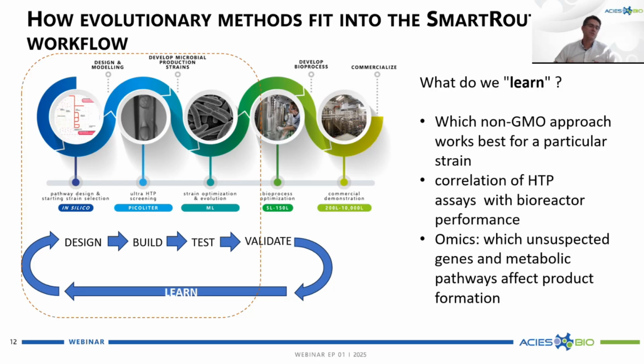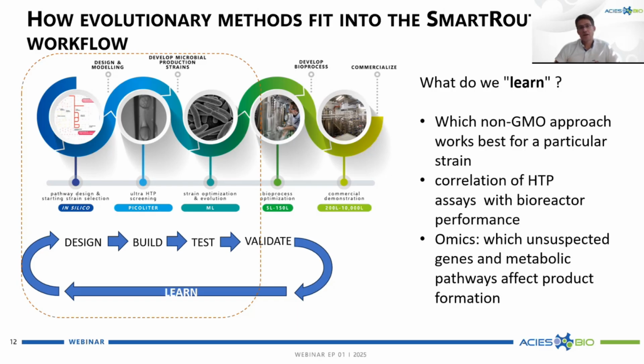So you could say here, if we just do the mutagenesis, what do we actually learn in this cycle? So the first thing, of course, that you learn after doing a cycle is which non-GMO approach actually works best for a particular situation. So which mutagens, maybe which metabolic inhibitors, and so on. Then what you also learn is whether you have correlation between the high throughput assays and bioreactor performance.